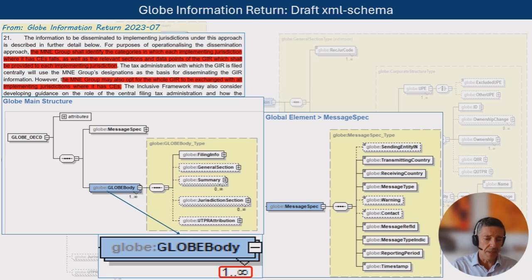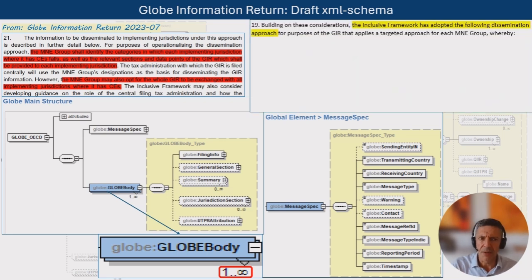You see, so you're going to make as many different GloBE bodies as you believe there are groups of countries which receive the same type of data. And if you have got 200 companies in your group, good luck with figuring all of that out. But now there is relief. If you look at the second red block, it says the MNE group may also opt for the whole GIR to be exchanged with all implementing jurisdictions where it has CEs. Now, if you want to be purely pragmatic, just file the whole thing with everyone and get it done, right? But otherwise, if you want to only give jurisdictions information that you think they're entitled to, then you're going to have to make multiple GloBE bodies.